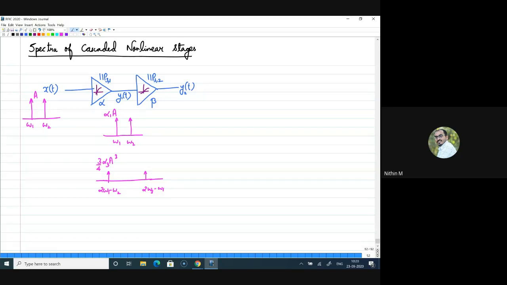So one thing I can do, I can draw here directly this component, this alpha 1a, which is available at omega 1 and omega 2. This will be directly available at the output with the gain of beta from the second stage. So that can be represented as this. I'm just keeping the same amplitude, but we know that amplitude will vary depending on the gain. This is omega 1, omega 2.